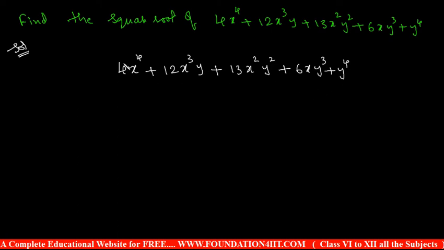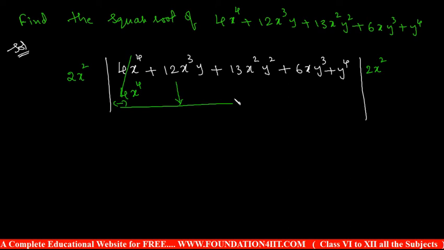Now let's keep the line. The first term is 4x^4. You find its square root. Obviously we can guess it easily, that is 2x^2, because 2x^2 into 2x^2 is 4x^4. Write the same 2x^2 here. Now multiply this 2x^2 with itself, that is 4x^4, and subtract it to cancel.